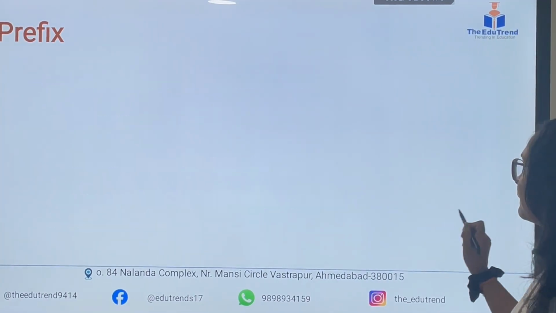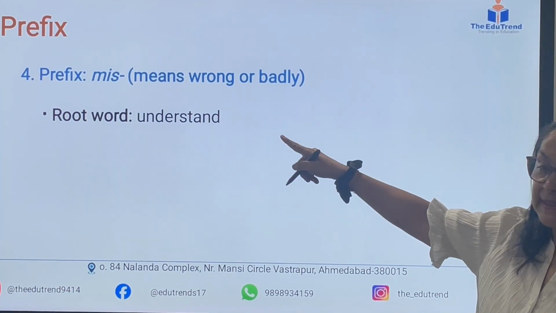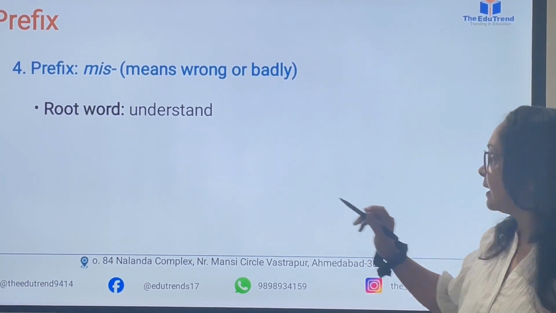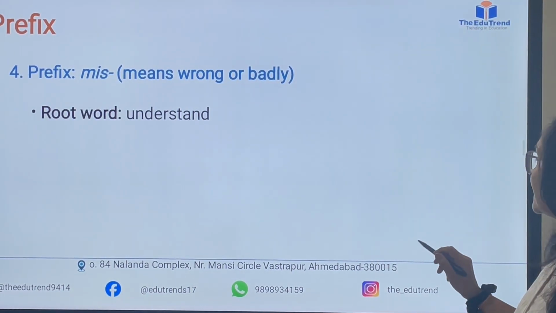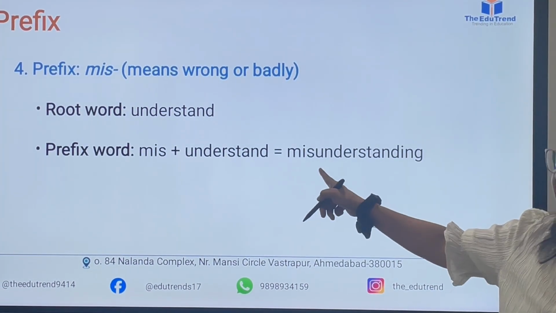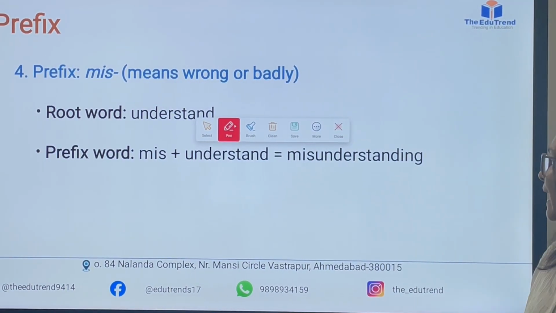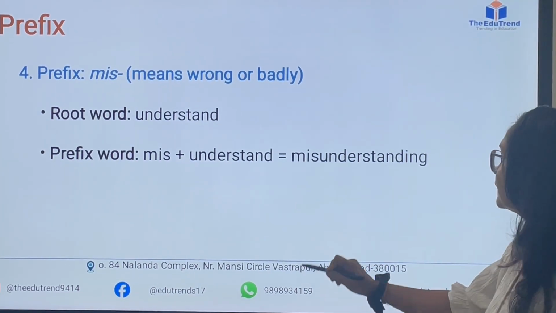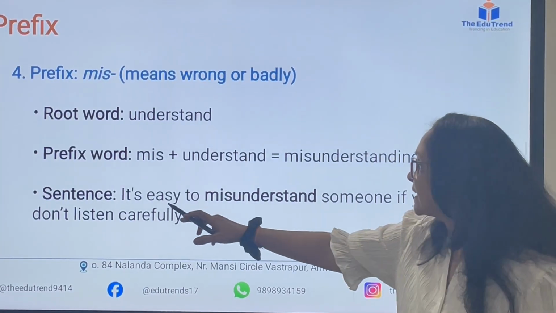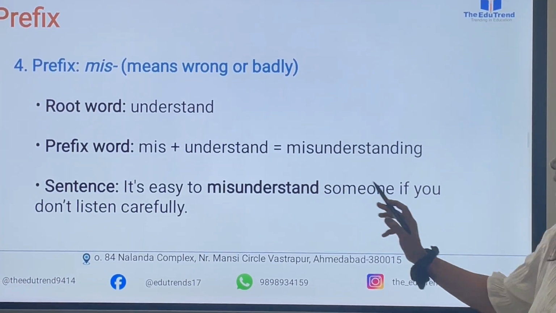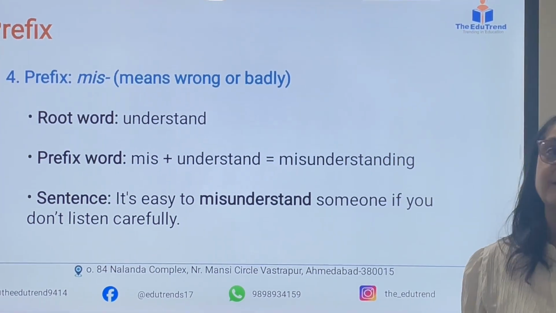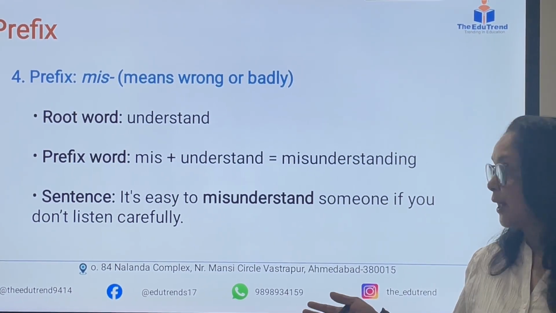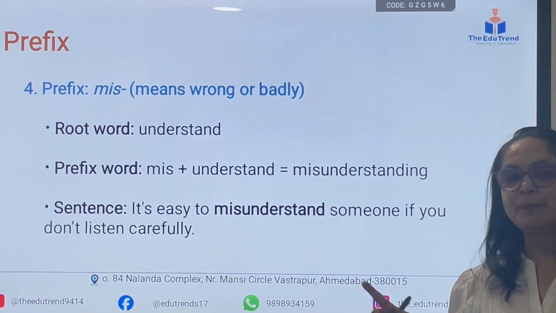Moving on to the next example, mis, M-I-S, mis. And here the root word that I have picked up is understand. I would say misunderstand, clubbing two things together. The sample sentence says, it's easy to misunderstand someone if you don't listen carefully. Same goes here. If you don't listen to prefix and suffix carefully, with attention, you may not understand it. So all your attention should be here.